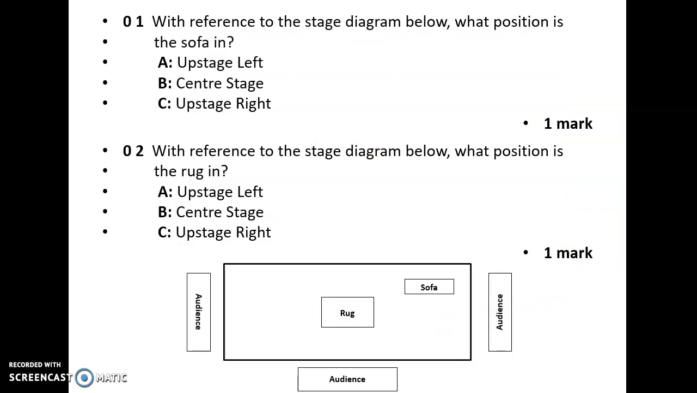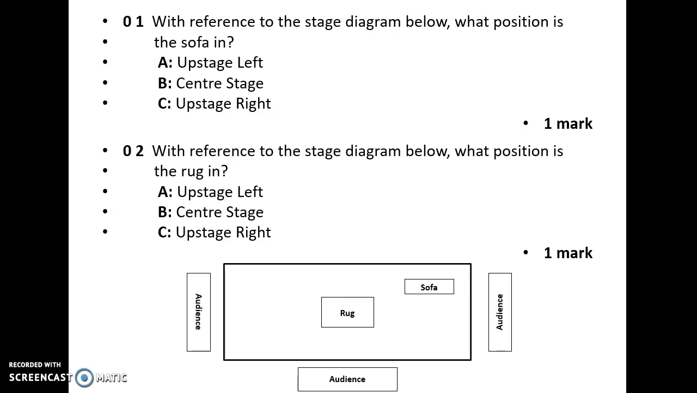Okay, a little bit of a test now. So question 1, with reference to the stage diagram below, this is exactly how you get in the exam, by the way. So in section A of the exam, this is how the questions will be set up. With reference to the stage diagram below, what is the position the sofa is in? So is it A, upstage left, B, centre stage, or C, upstage right? Make a note of that and we'll come back to it. Okay, question 2. With reference to the stage diagram below, what position is the rug in? Is it A, upstage left, B, centre stage, or C, upstage right?